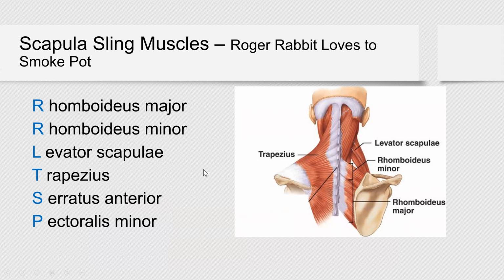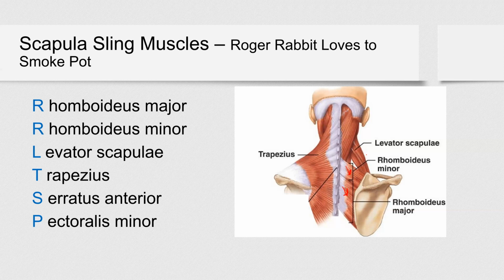So now let's put those muscles into perspective and into groups. The first group we see over here is called scapular sling muscles. That means those muscles insert into the scapula and they move and stabilize your scapula, right? And here's a mnemonic to remember those muscles. Roger Rabbit loves to smoke pot. So if you put the first letter of each word, you have these 6 muscles that are part of the scapular sling muscles. So it's rhomboid major, rhomboid minor. So we have here our rhomboid minor, right there, rhomboid major.